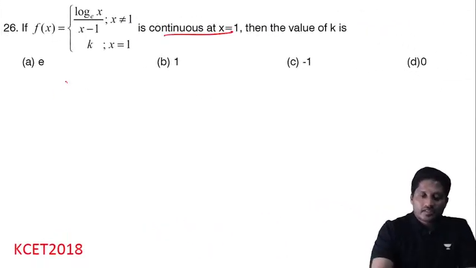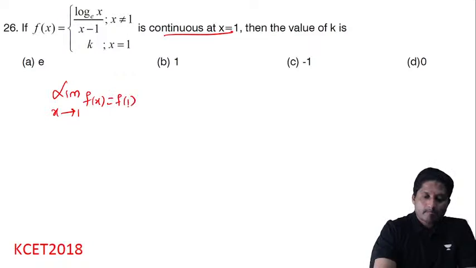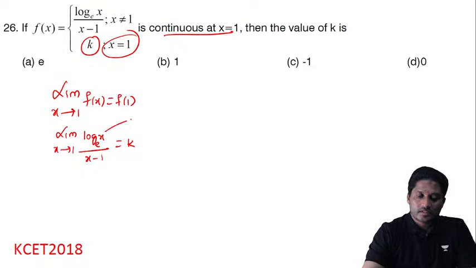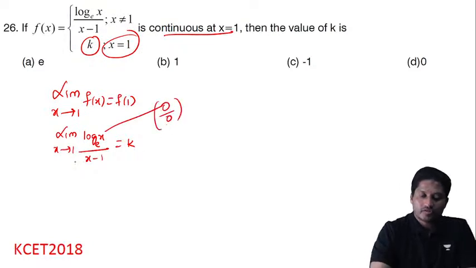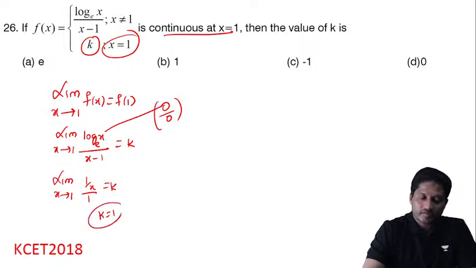Function is continuous at x is equal to 1. Limit x tending to 1 of f of x is equal to f of 1. Okay, now limit x tending to 1 of log x by x minus 1 is equal to f of 1. f of 1 is k according to the question. It is 0 by 0 form, right? Let us use L'Hopital's rule. Differentiation of log x is 1 by x, differentiation of x minus 1 is 1, so the limit is equal to k. Now as x tends to 1, k is equal to 1.